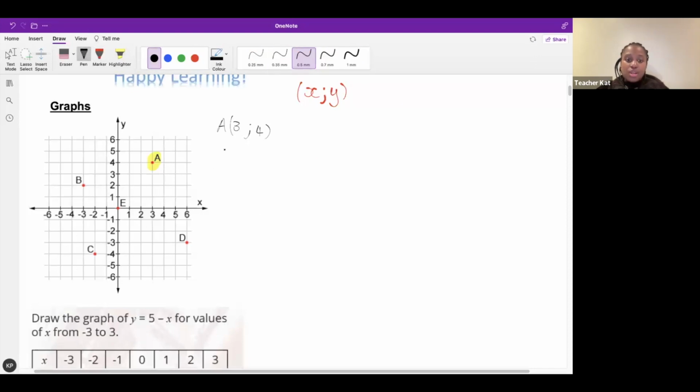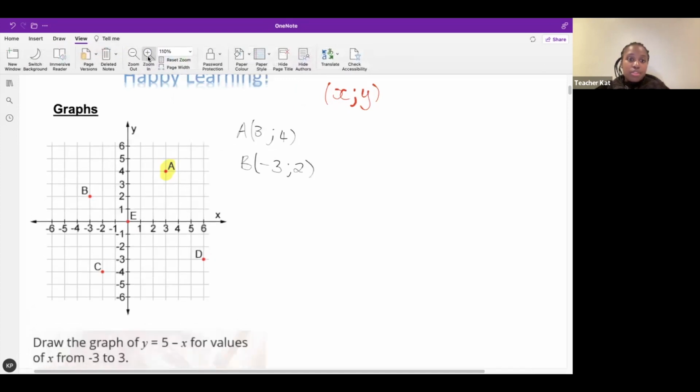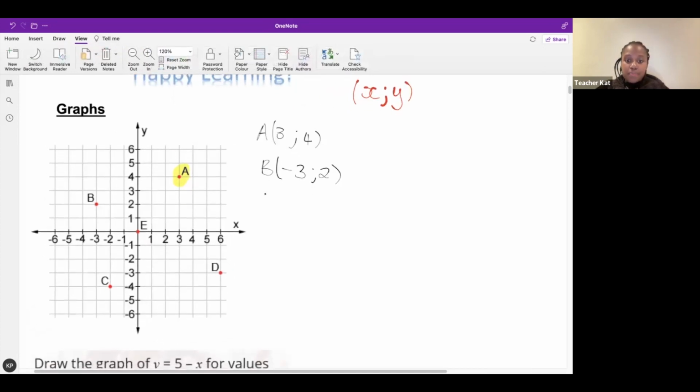Okay, so get coordinates B, point B. What are my coordinates for point B? It's right over there. Let's see, -3, 1, 2, 3, and 1, 2. That is correct. -3 and 2. For some of you, this might be too small. Maybe that's better. Let's see, point C. My coordinates for point C, -2, -4. Let's see, 1, 2. 1, 2, 3, and 4. That is correct. -2, -4.